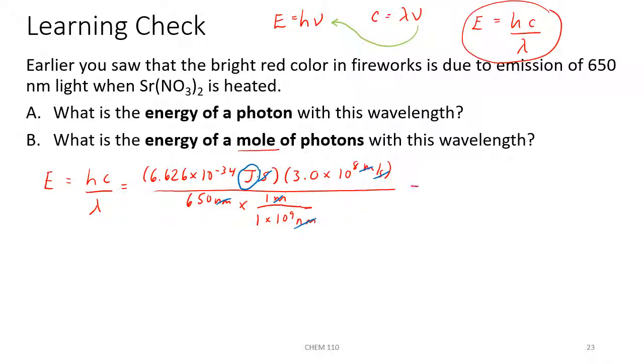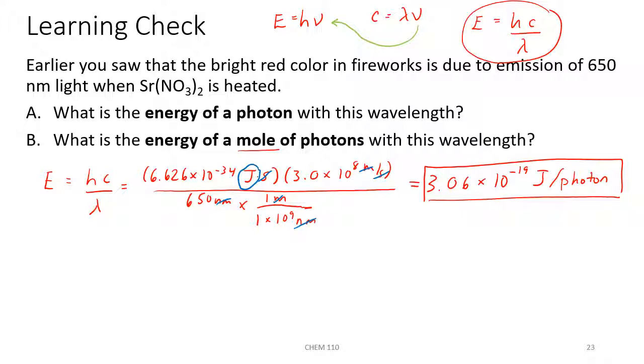So when we calculate our energy in part A, the joules that we get will be the joules of one photon. 3.06 times 10 to the negative 19th joules is how that's often reported. But we can also write joules per photon to be more precise. Even if we don't write joules per photon, it's just assumed that the energy is in units per photon.